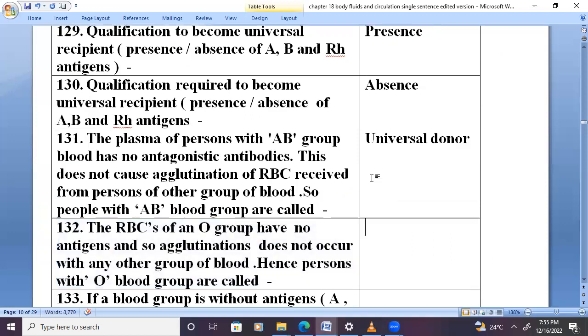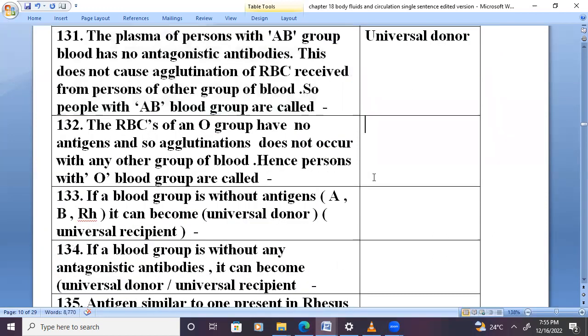RBCs of an O group have no antigen, so agglutination does not occur with any other group of blood. Hence, persons with O blood group are called universal donors. If a blood group is without antigen A, B, or H, it can become a universal donor. If a blood group is without any antagonistic antibodies, it can become a universal recipient.